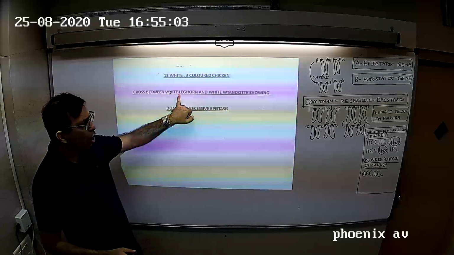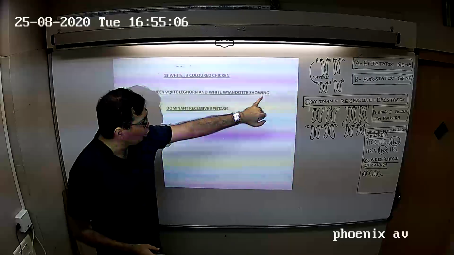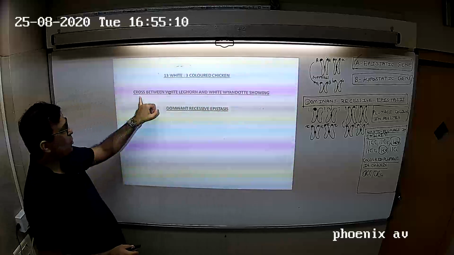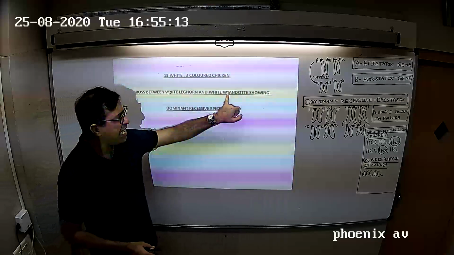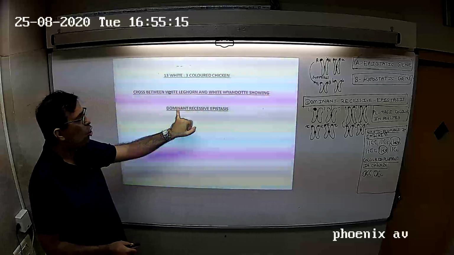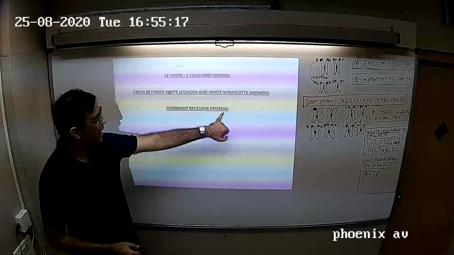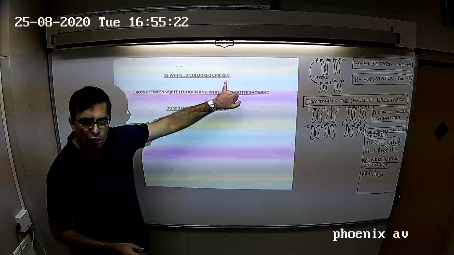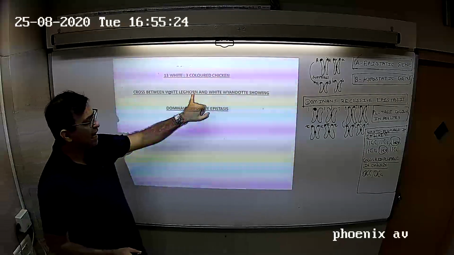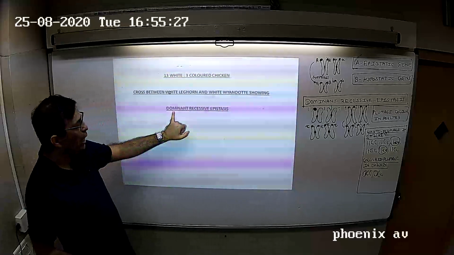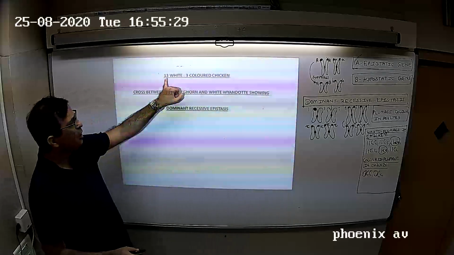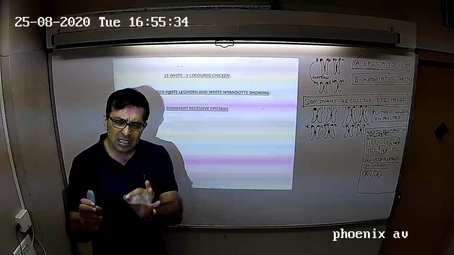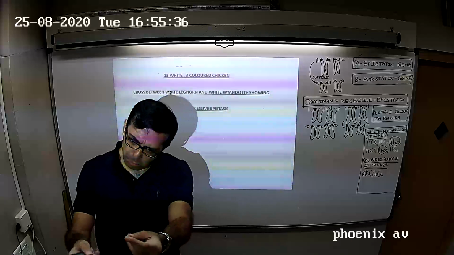Cross between white leghorn and white wyandotte showing dominant recessive epistasis shows 13 white chicken and 3 colored chicken.